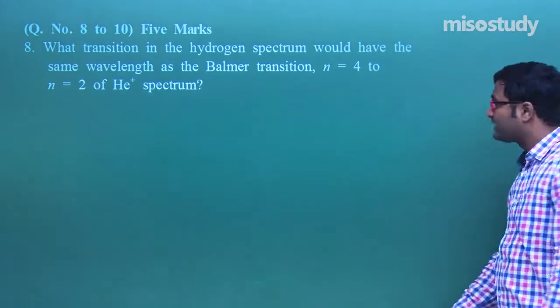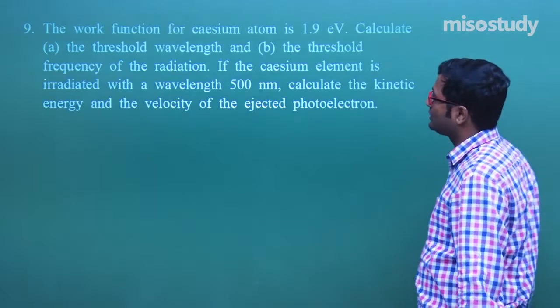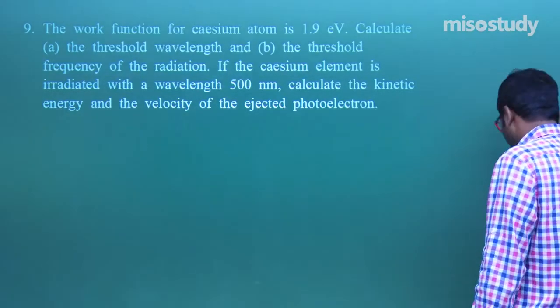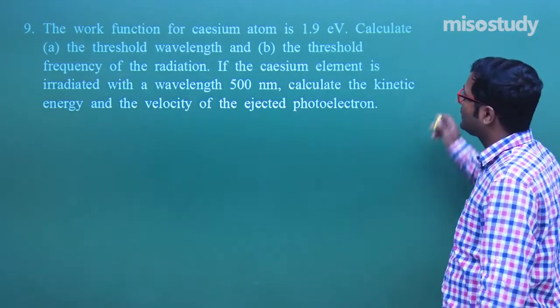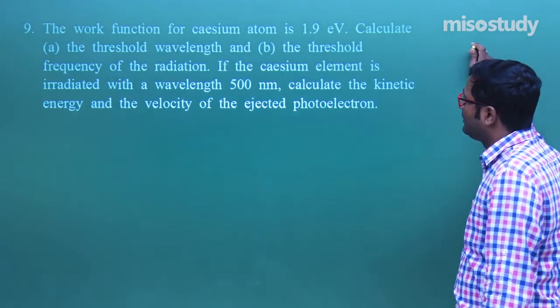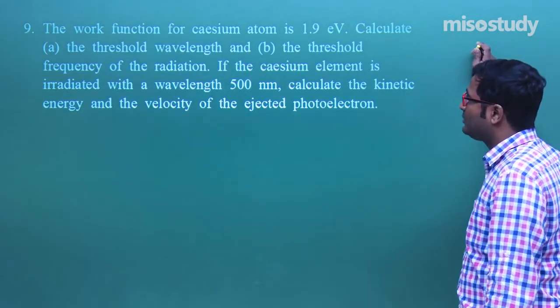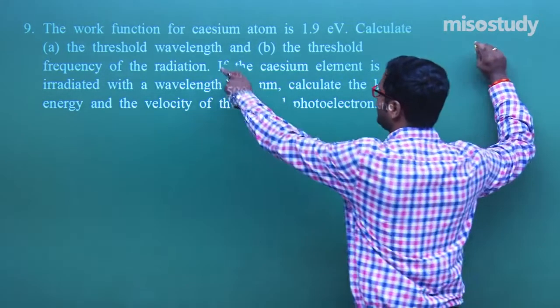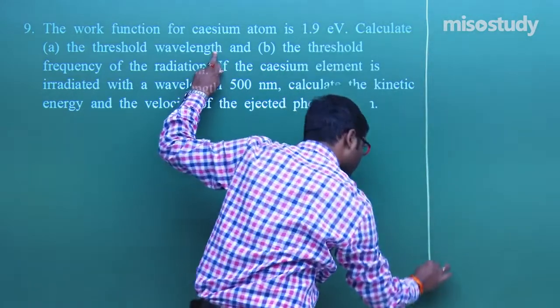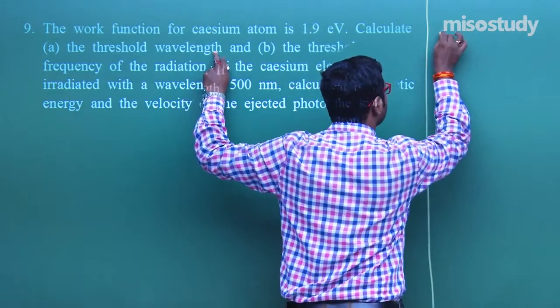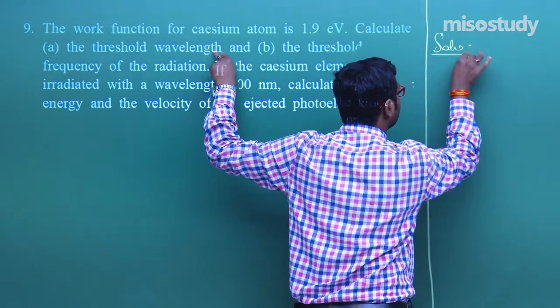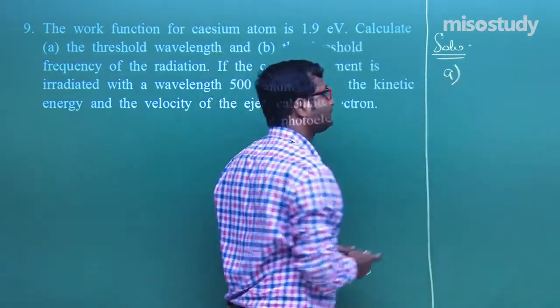Okay. Now let's move to the next question, question number 9. Now read the question. The work function of caesium is 1.9 electron volt. Calculate the threshold wavelength. First part, I have to solve the first part. First of all, one by one. Solution, that is the A part.